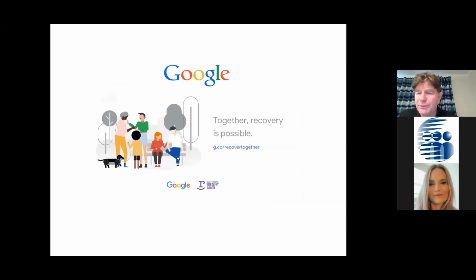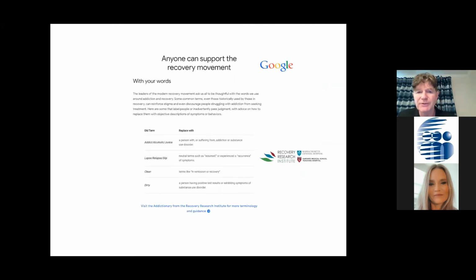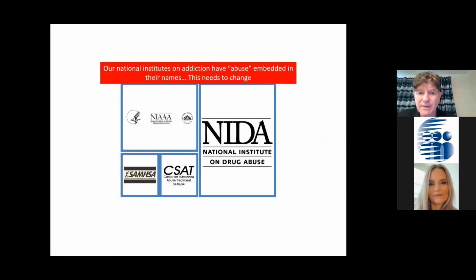That was an important change, I think, because if we don't read about it, if we don't see it in the media, we're less likely to perpetuate it culturally and to think about these disorders in those outdated stigmatizing terms. Google has also adopted this notion of changing our language. Happily, they linked to our dictionary and talk about now the importance of changing language around addiction.